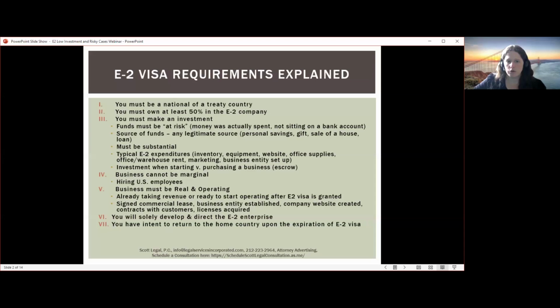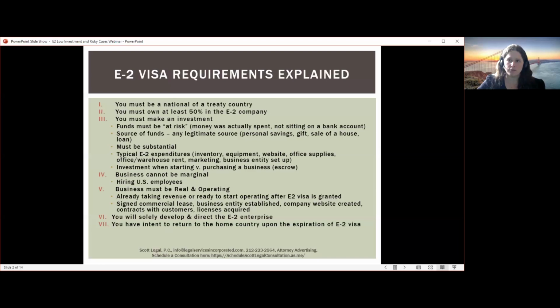There is something to note when you are starting up a brand new business versus purchasing a business. There is some difference there. So there is sometimes more of an ability to protect your investment when you are purchasing a business because you can use something called an escrow arrangement. So this is where you'll sign a purchase sale agreement to buy a business. All conditions have been satisfied.